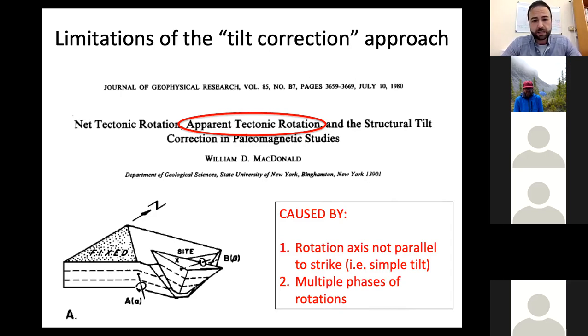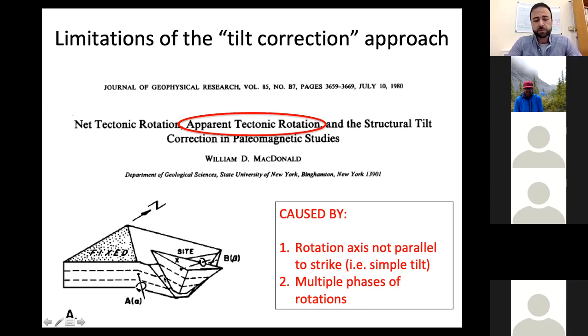The first one is when the rotations are not parallel to the strike, which is one of the main assumptions of the tilt correction method. We can in fact have some uncommon rotation axes, or maybe they are common, who knows, that are not horizontal but inclined. In this case, you will end up calculating an apparent tectonic rotation. The second condition that introduces this bias is when you have multiple phases of rotations.